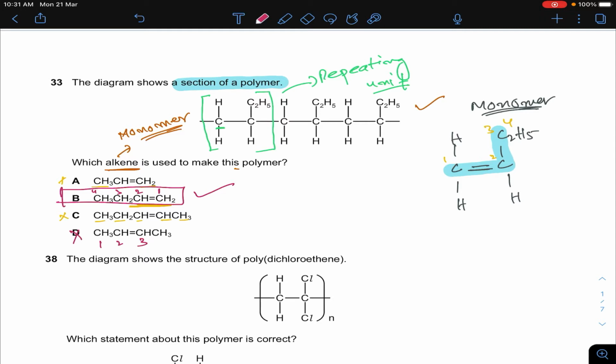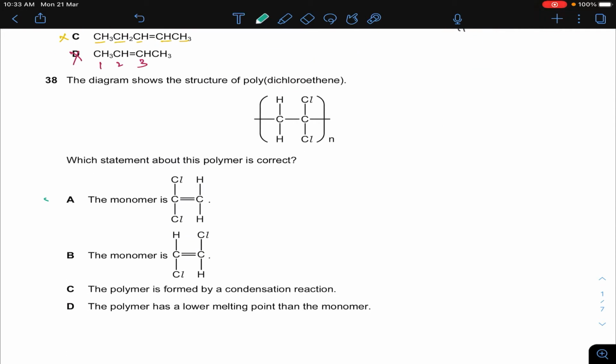All right, the next question. The diagram shows the structure of polydichloroethene. N means it is a polymer with N number of monomers present. Which statement about this polymer is correct? They have given us 4 options, and we have to find out which of these statements is correct. In options A and B, they've given us the structure of the monomer.